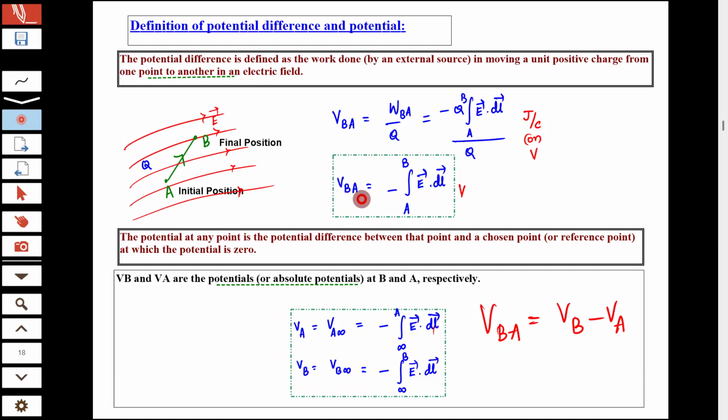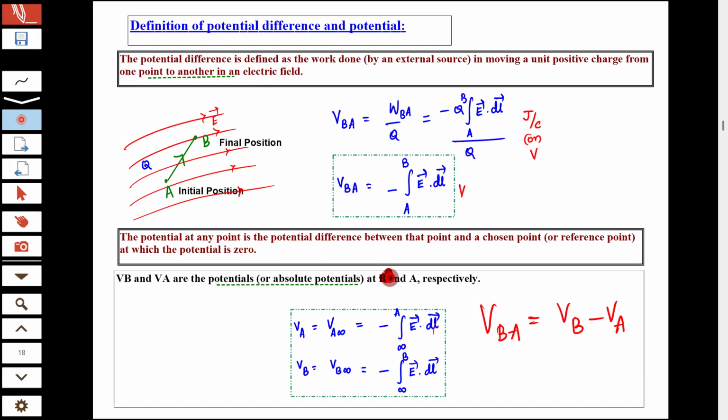We will have one reference terminal or ground connection. With respect to that ground connection, we will measure the potential. So here we are considering the potential difference between 2 points where the initial position is A and the final position is B, and thereby the potential difference is defined as VBA. In case I'm measuring the potential at point A alone, or the potential is measured at point B alone, in that case we will define those potentials as absolute potentials.